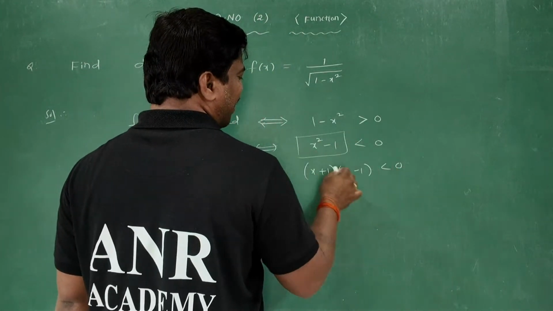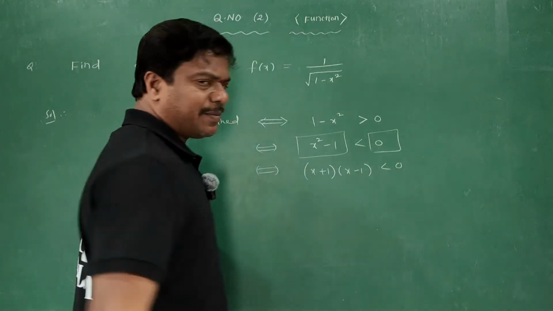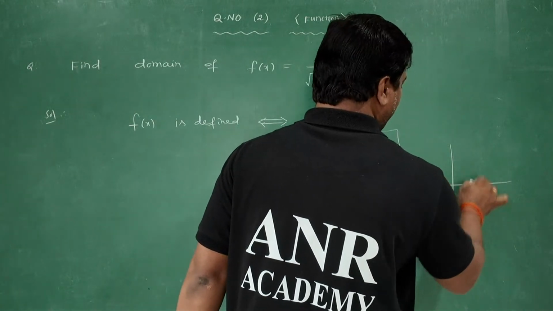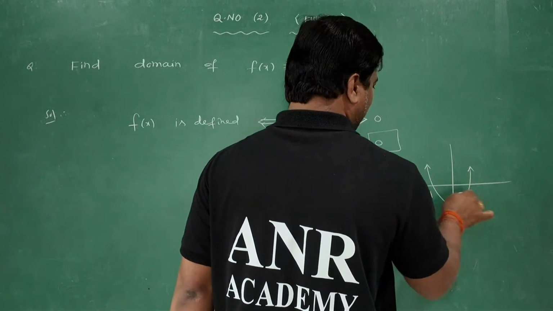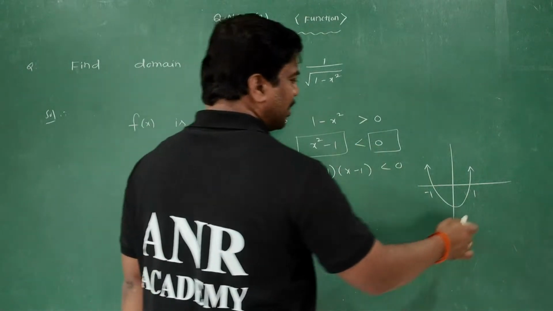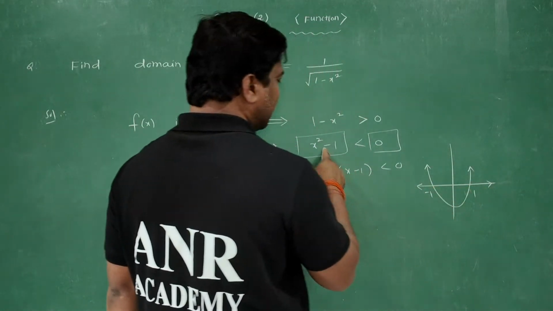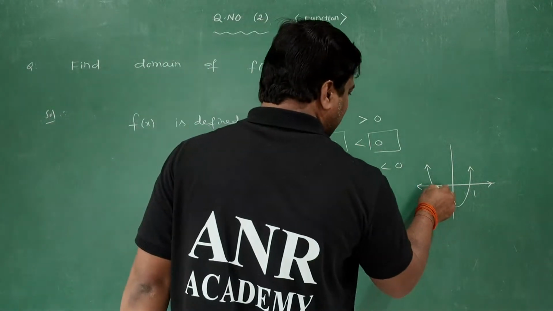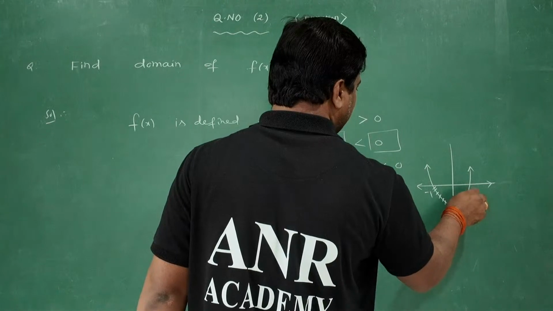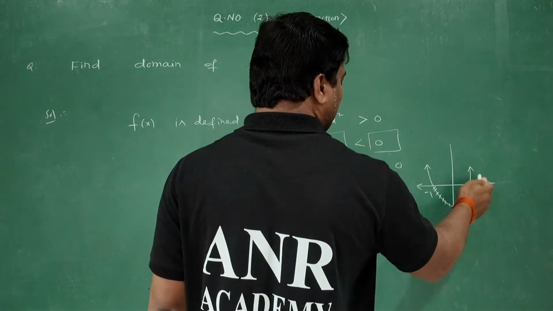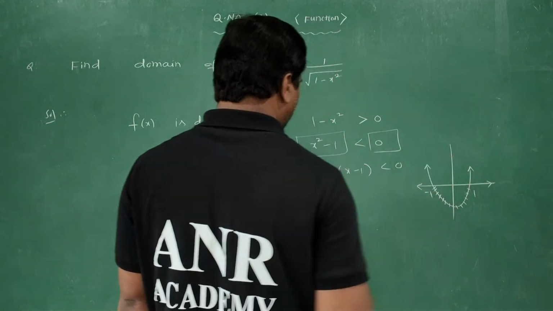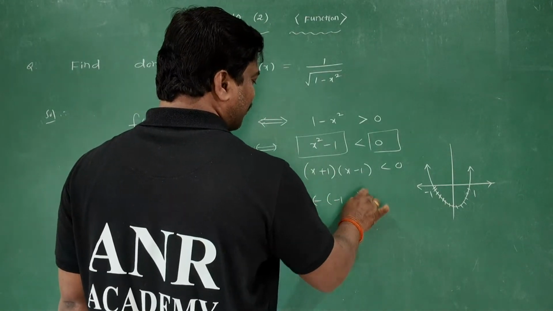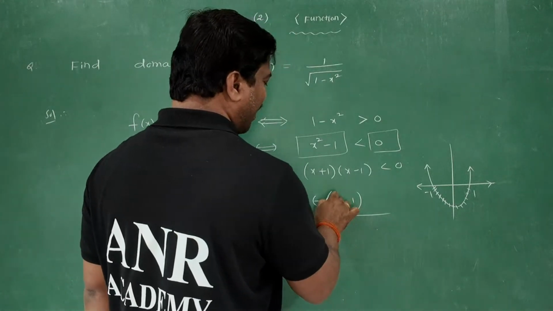Actually this is the parabola y equal to x square minus 1. Y equal to 0 is nothing but the x axis. The parabola has roots minus 1 and plus 1. The condition here is that the parabola should be less than the x axis. This shaded part exists in the portion minus 1 to 1 itself. Therefore x belongs to minus 1 to 1, and here you have to write open brackets, remember.